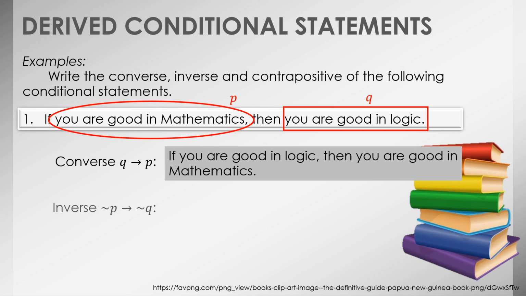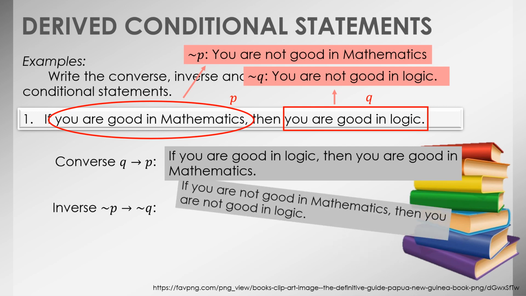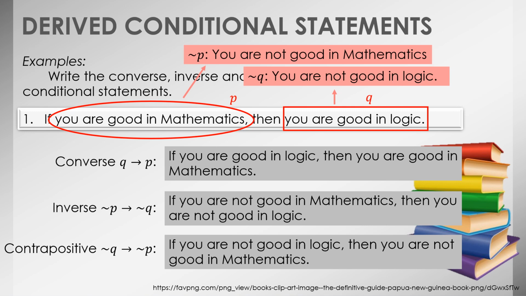Next, for the inverse, we are going to negate the P and the Q statement. Note that the negation of the P statement is given by this, while for Q, it is given by this. Hence, we have constructed the inverse of the conditional statement. And lastly, the contrapositive. This is formed by getting the converse of the inverse of a conditional statement. Thus, by using the inverse obtained earlier, we have this statement.